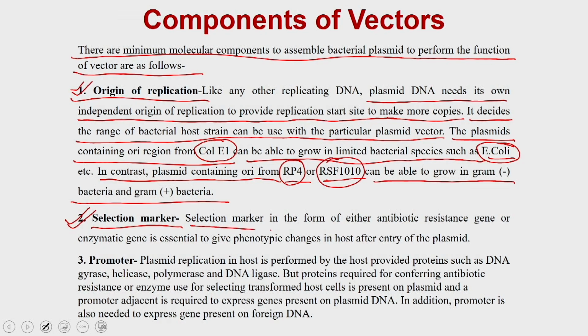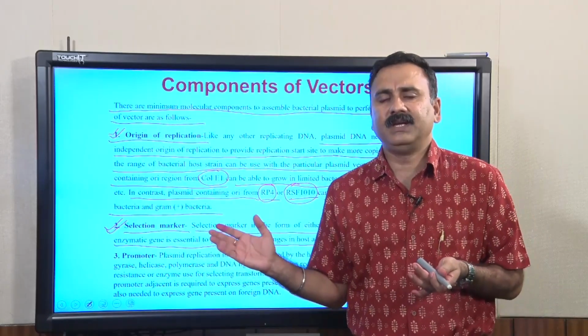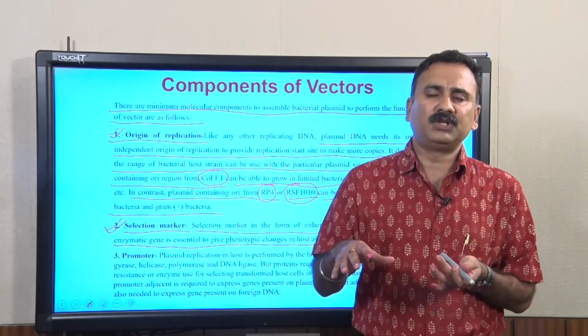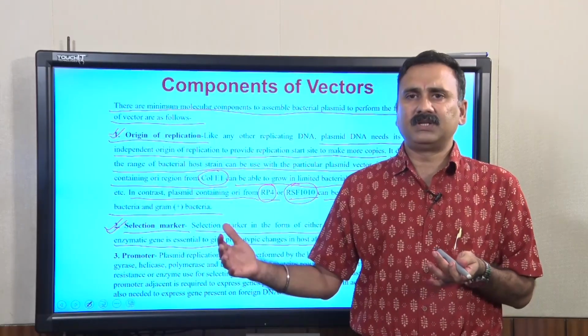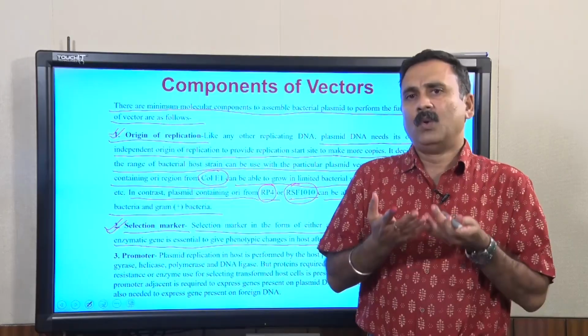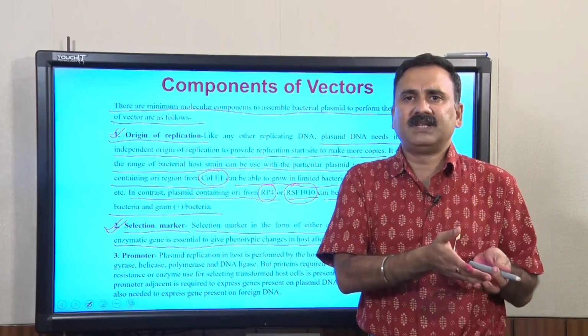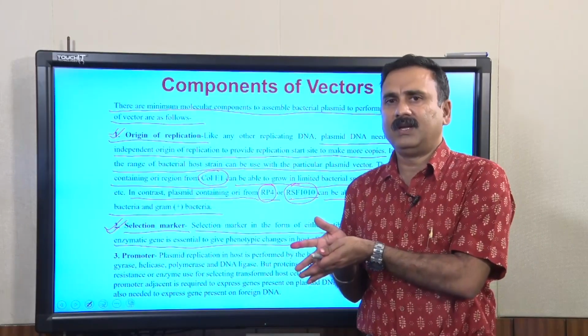This selection marker could be in the form of antibiotic resistance genes, or it could be an enzymatic gene which is essential for giving phenotypic changes to the host after entry of the vector into the host. There is no hard and fast rule that you always have to use antibiotic resistance genes as the selection pressure. You can use any other selection pressure. For example, as we discussed in the previous slide, you can use blue white screening as well, where an enzyme is used to distinguish between the host which has taken up the vector and the host which has not taken up the vector.